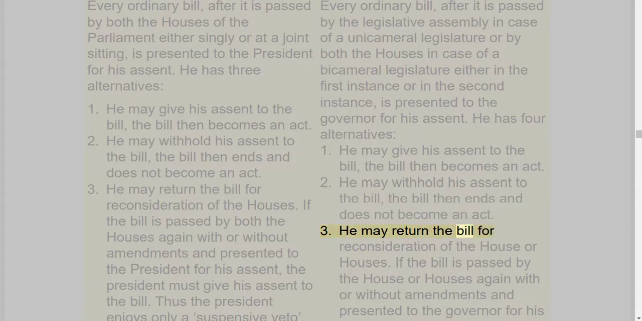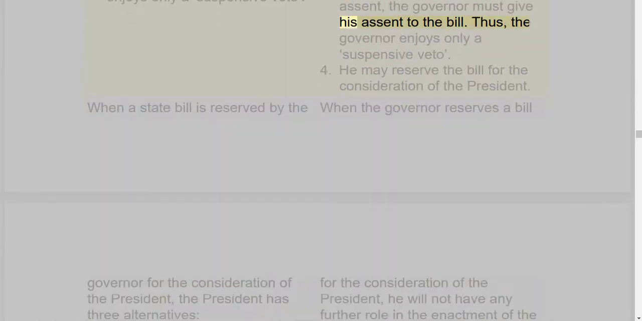3. He may return the bill for reconsideration of the House or Houses. If the bill is passed by the House or Houses again, with or without amendments, and presented to the Governor for his assent, the Governor must give his assent to the bill. Thus, the Governor enjoys only a suspensive veto. 4. He may reserve the bill for the consideration of the President.